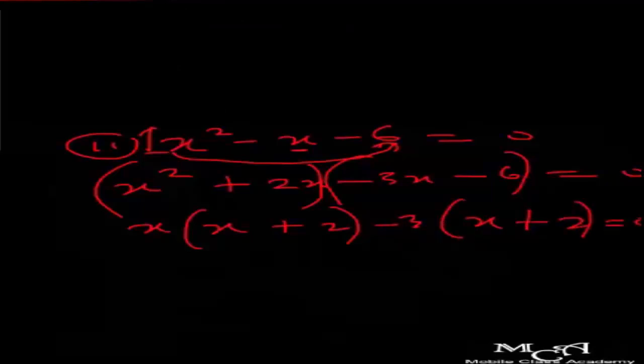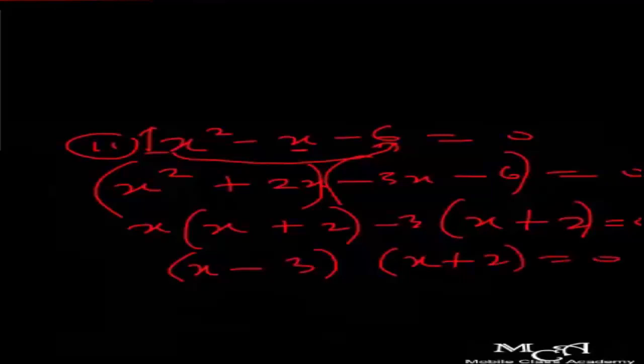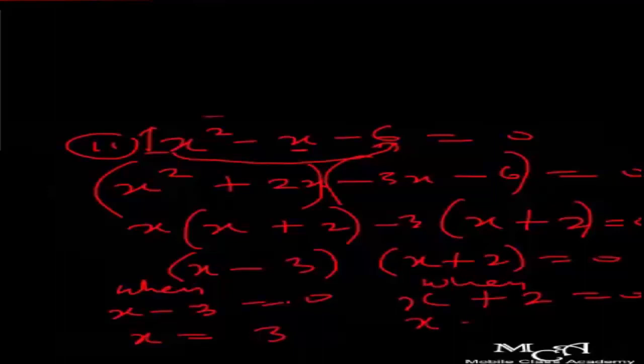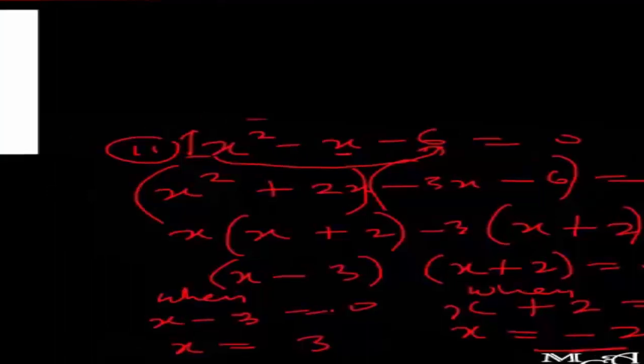Finally, let us bring out our result. This is x minus 3, pick one of this bracket, that will be x plus 2 equal to 0. So we now say when x minus 3 is equal to 0, your x is equal to what? 3. If you take 3 here, it becomes positive. And when x plus 2 is equal to 0, then your x is equal to minus 2. Okay, so that is how to solve the quadratic equation we have on the board using factorization method.